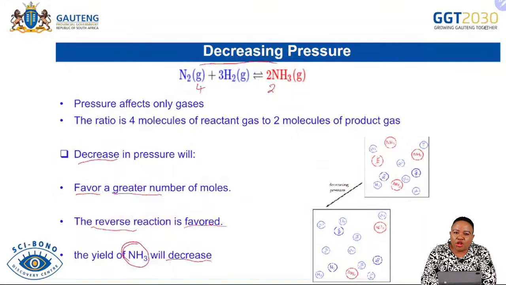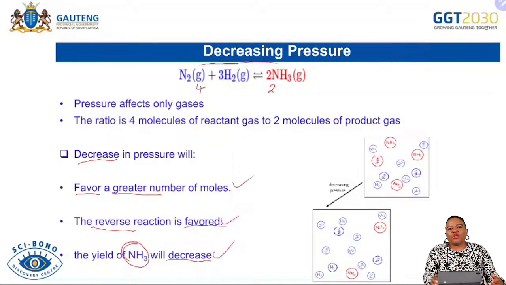So we need to know how we explain what will happen if you decrease or increase the pressure of the equilibrium. You firstly talk about which side will be favored in terms of the one with larger or lesser number of moles, and the second bullet, it must say which reaction is favored, and the third bullet, it must talk about what will happen after that effect has been done at equilibrium. So you can see here the yield of ammonia decreases as the reverse reaction is favored.